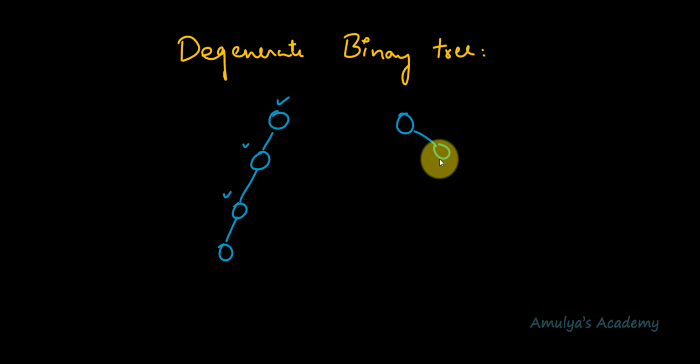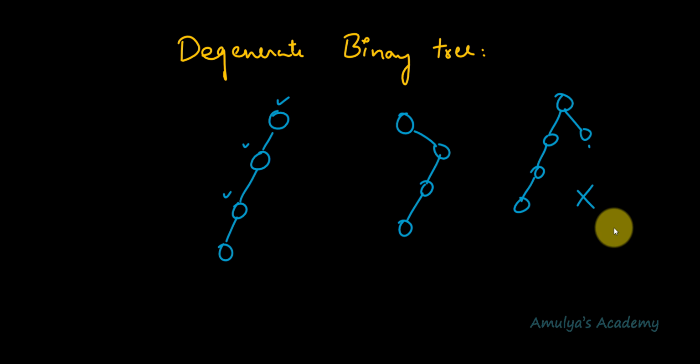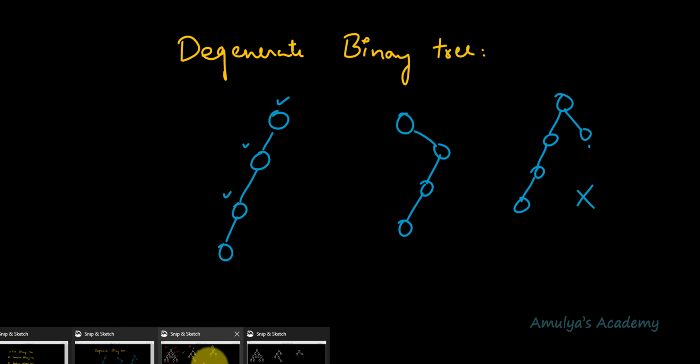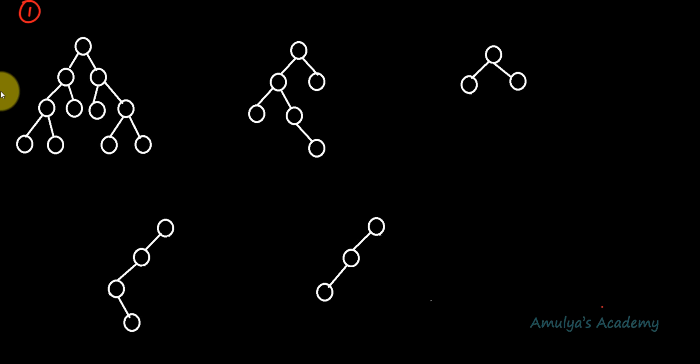Or you can take it like this also. This is also a pathological binary tree. It is not, because this node contains two children. So that's why this is not a degenerate or pathological binary tree. Simple, right? So let's take more examples. The first example is this. Of course it is not, right? By looking at this, I can easily say it is not, because here this root node contains two children.